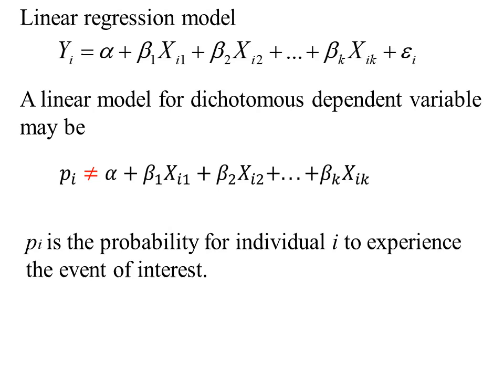The probability, p, should differ among individuals, so the subscript i could be attached for an individual i. Therefore, the dependent variable of a linear regression, y sub i, may be replaced by p sub i, as shown here. Now, in this model, the probability for individual i to experience some event is estimated from a linear combination of some characteristics of the individual.